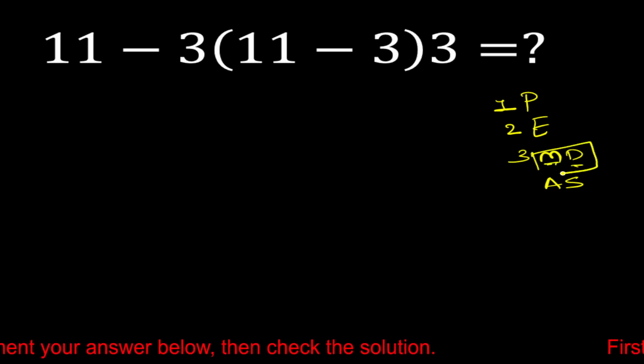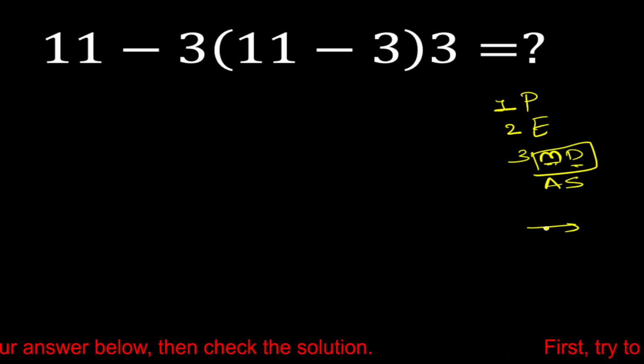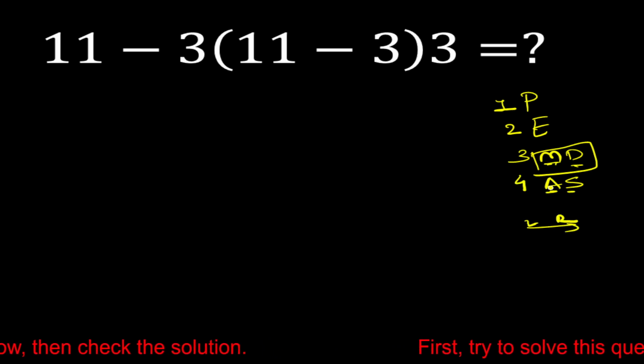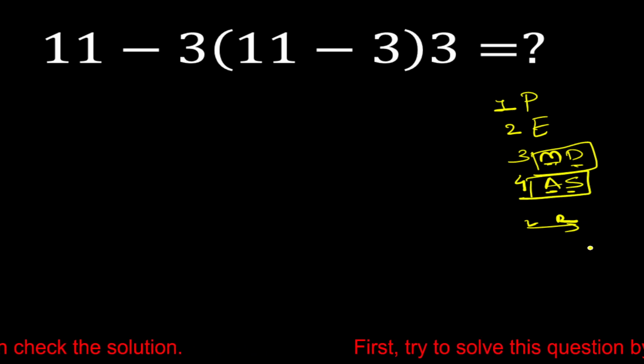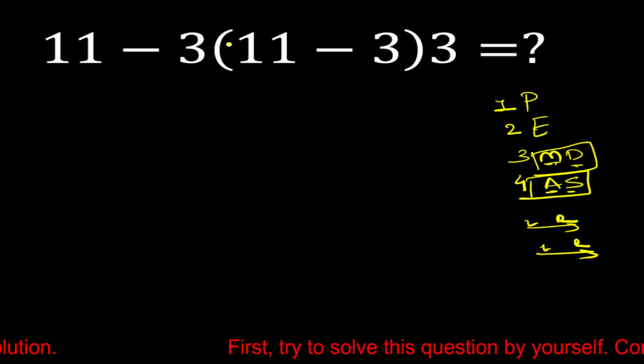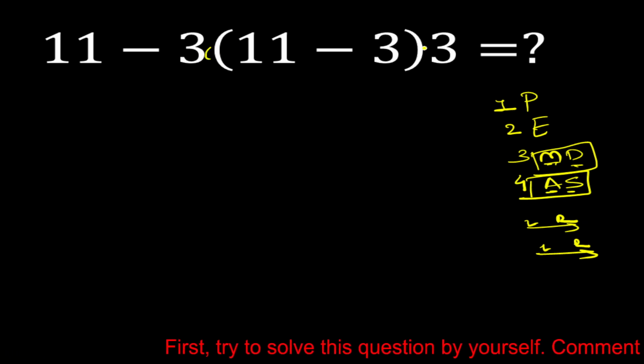Here multiplication and division both have equal priority. So we have to solve it from left to right. Fourth and last priority is addition and subtraction. Also addition and subtraction both have equal priority. So we have to solve it from left to right. Okay. So according to the PEMDAS, first we have to solve this parenthesis.